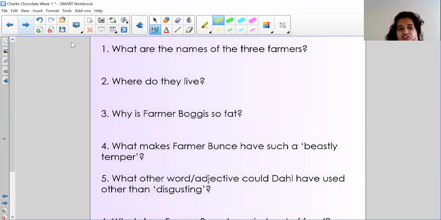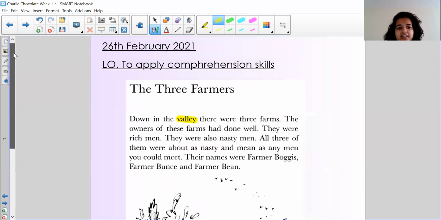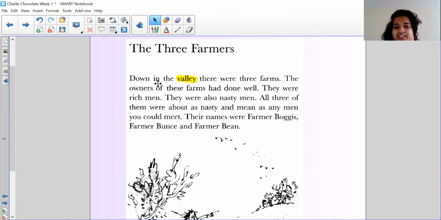And then you've got your 7 questions. So question 1, what are the names of the 3 farmers? So you're looking for names of 3 farmers. Question 2, where do they live? So our answers to that will be on this page over here. Okay. So the first thing you need to do to be successful is highlight those words. Then you need to go back to this page and you need to scan the text for the answer.